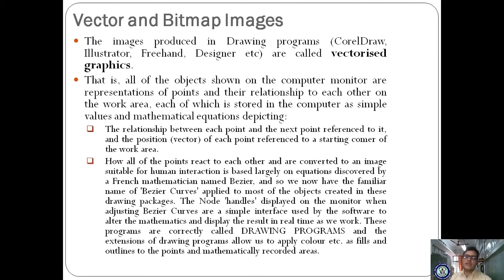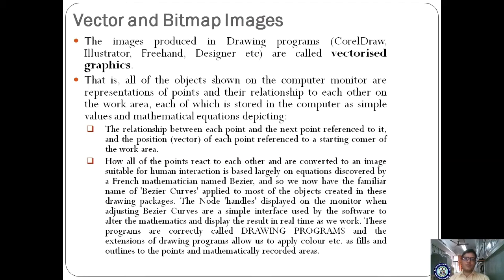Okay, and the relationship to each other on the work area, each of which is stored in the computer as special values and mathematical equations. So wherever the point is appearing, then you drag that object. Okay, those are the vectorized graphics. The vectorized graphics images are formed based on lines, not dots. Because if you drag a point, then a mathematical equation is depicted. It has been placed as some mathematical calculations.